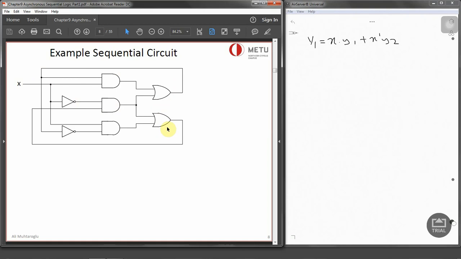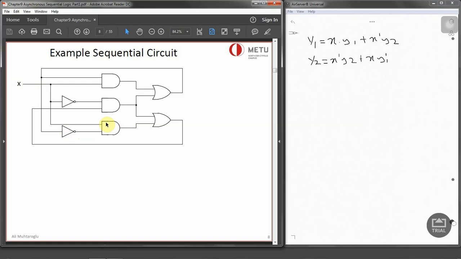Now for the second OR gate, as we already said, the output is Y2. Then we consider that AND gate, which is already found as x prime y2, or that AND gate is y1 prime x, so x y1 prime. Now these are our two output equations that we consider in this asynchronous sequential circuit.